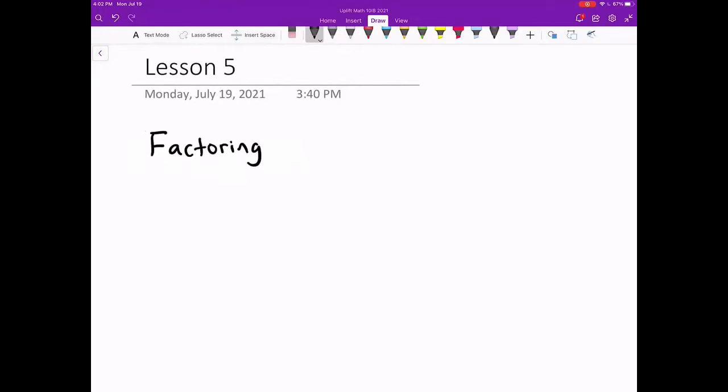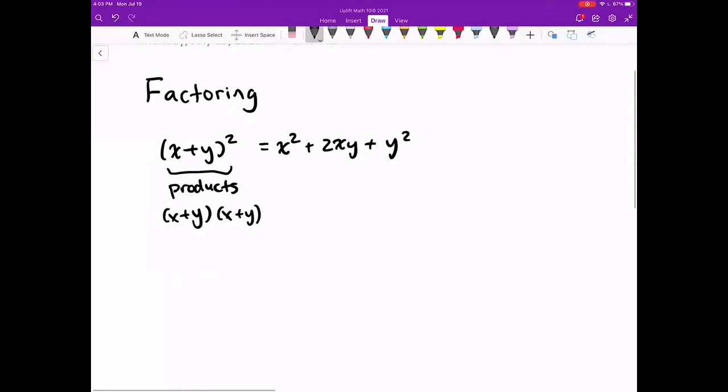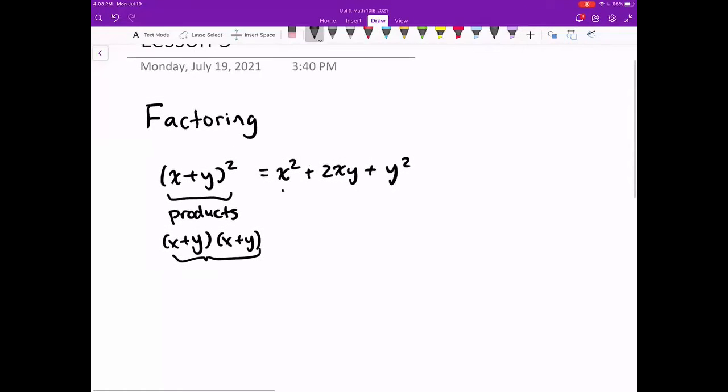Well, last time we saw that (x + y)² is equal to x² + 2xy + y². So on the left, we have a series of products because (x + y)² is the same as (x + y) times (x + y), right? That's a product. However, on the right, we have a series of sums because we can see that these are adding to each other. So this is a sum.